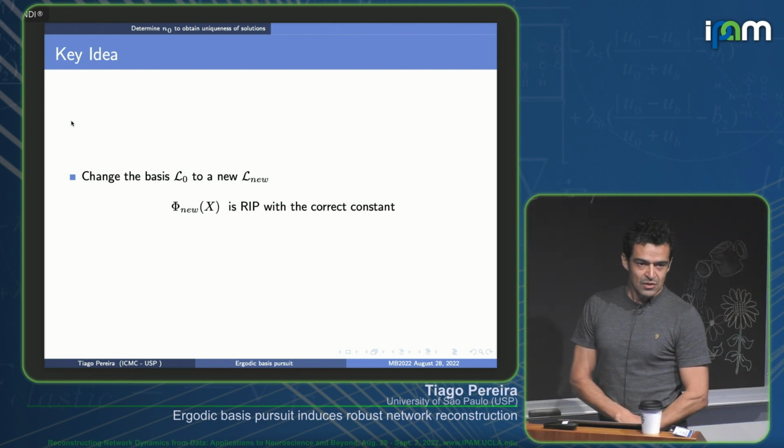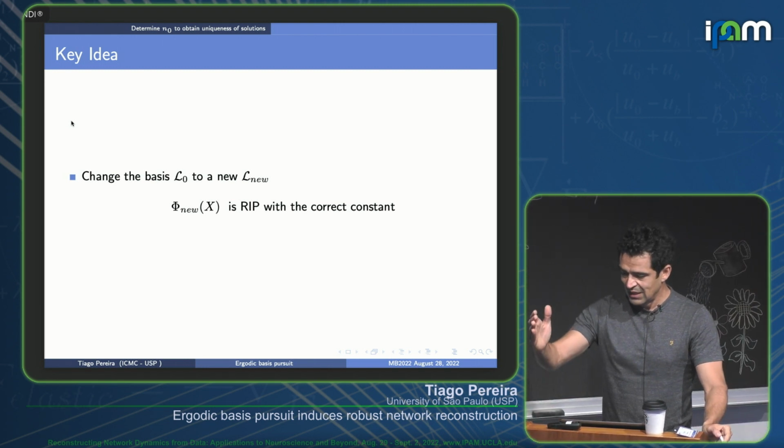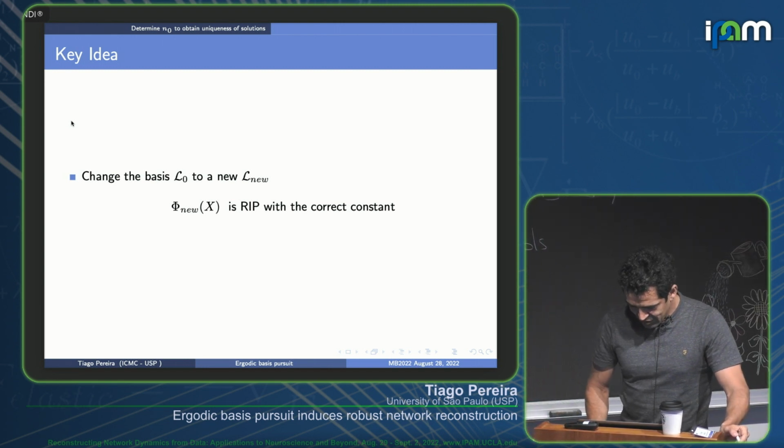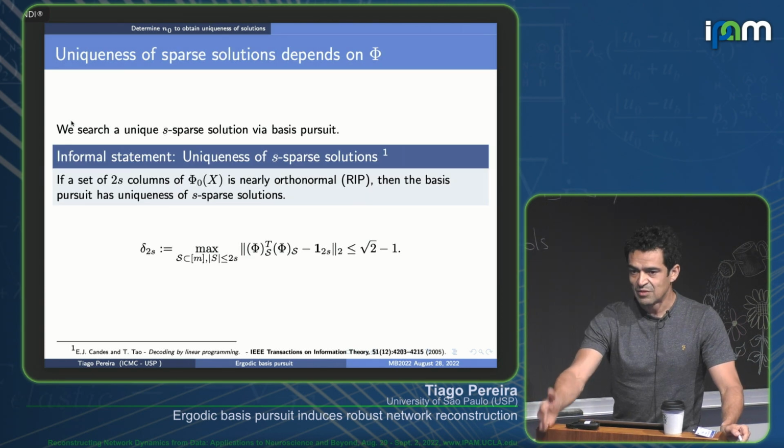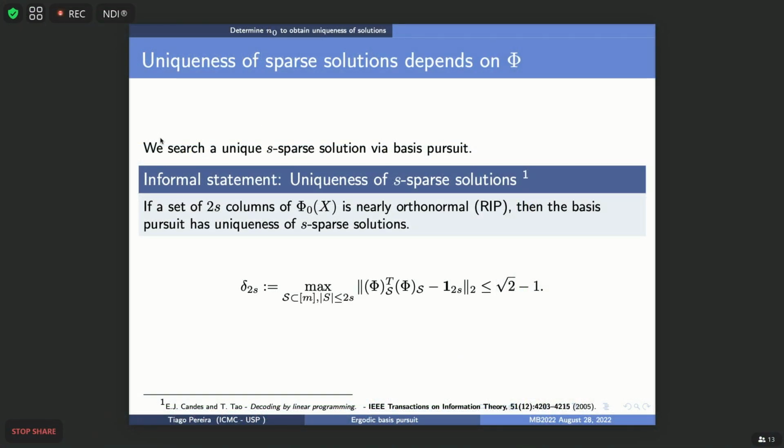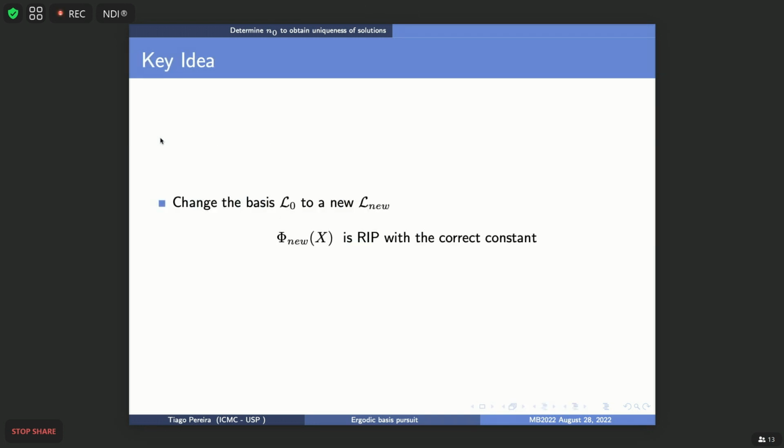So the goal now is the following. I know an important theorem, which is saying that if some condition is met, my sparse solution is unique. Then what I do, you give me the problem in a given representation, I will change the representation of the problem and guarantee a uniqueness of solutions.